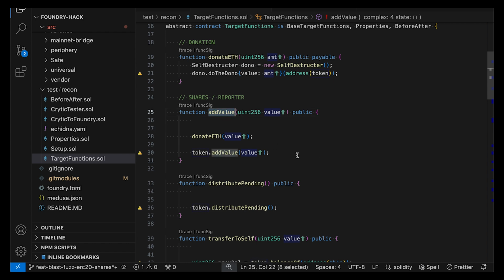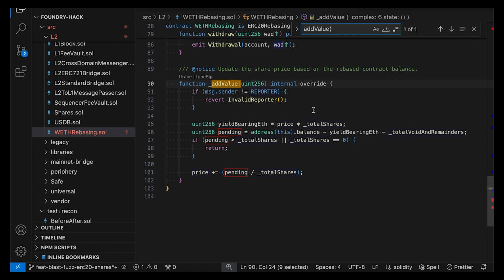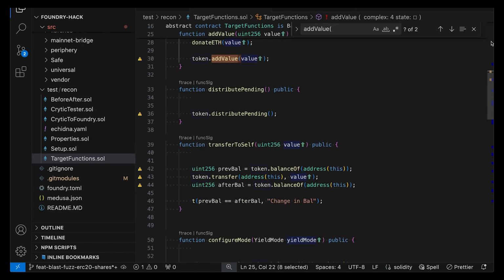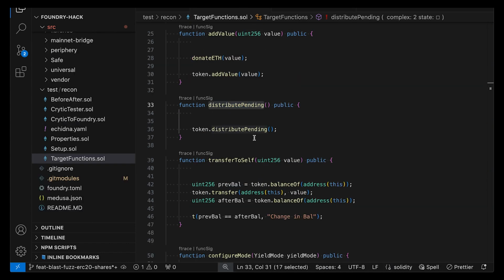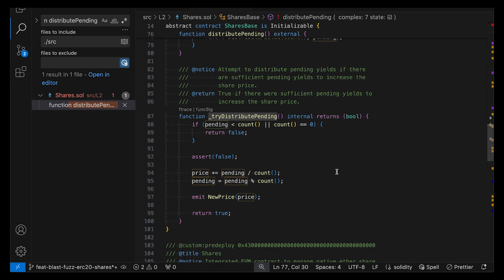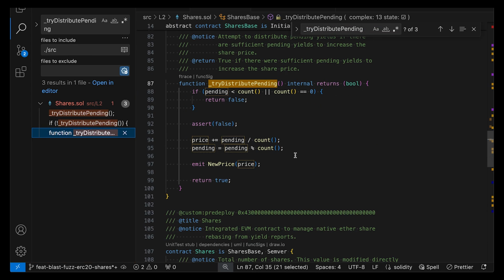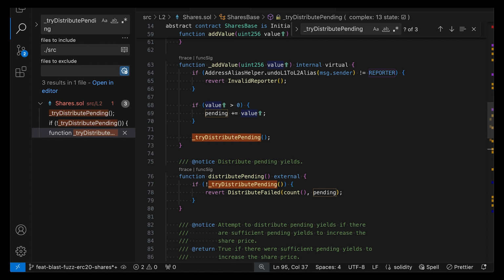After that, we had the add value operation, which is effectively the one that will redistribute the price. Then we had distribute pending, meaning that all of the pending value could be distributed. So let me see the definition for this one. It will basically call try distribute pending, which effectively increases the value of the shares that are the underlying contract of the Weth.